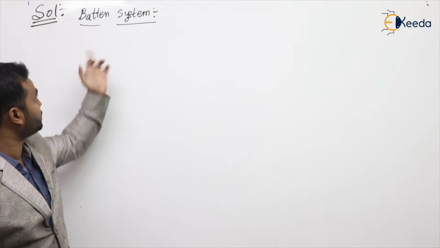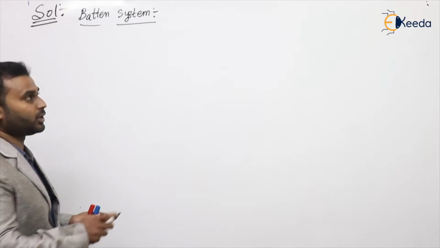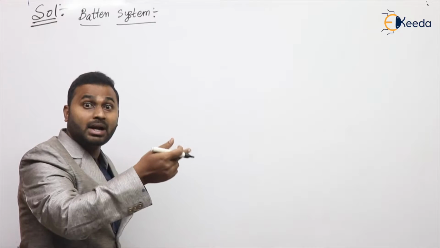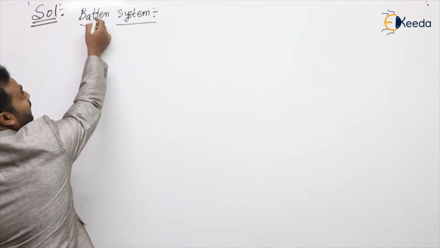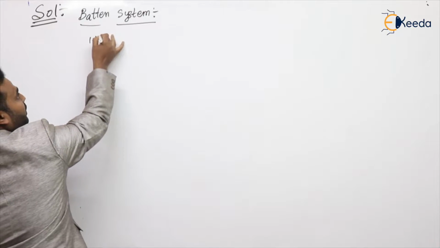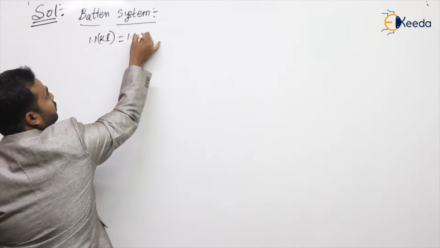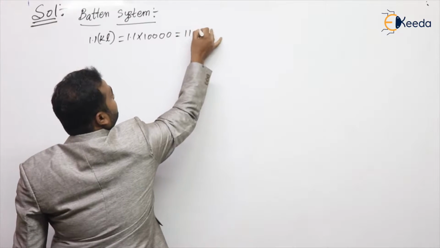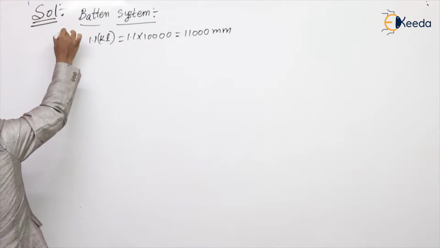So for batten system, the same information and the same question we are going to use, but those built-up columns we are going to build by making use of batten system, not lacing. That is the difference. Now for batten system, the effective length is increased by 10%, that is 1.1 into KL. 1.1 into 10,000, which comes out to 11,000 mm. So this is the effective length.